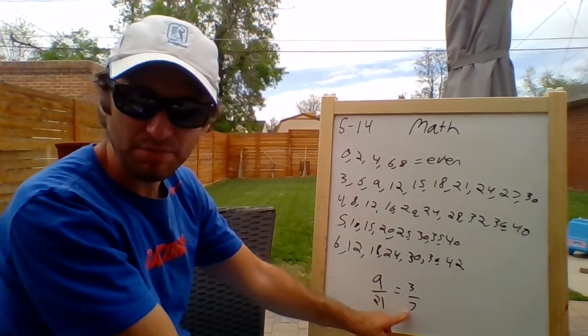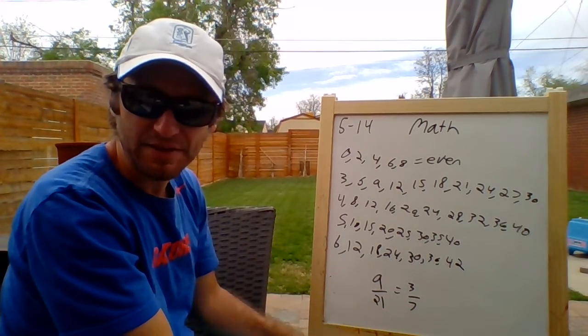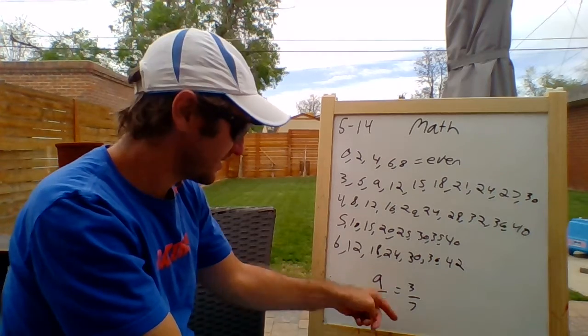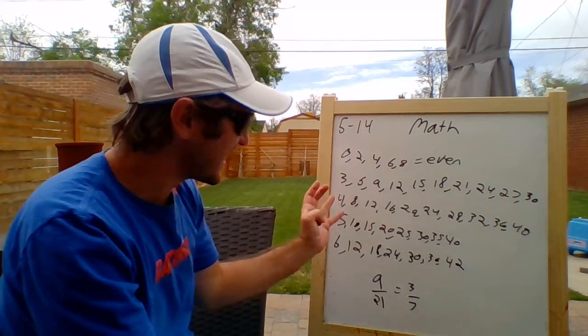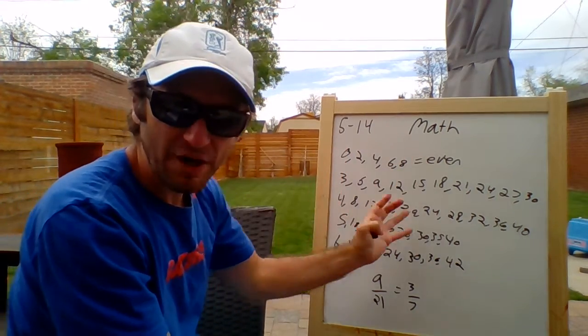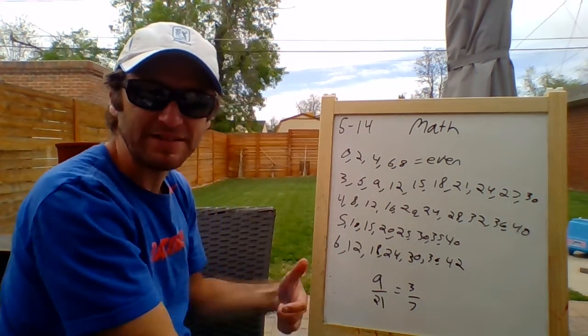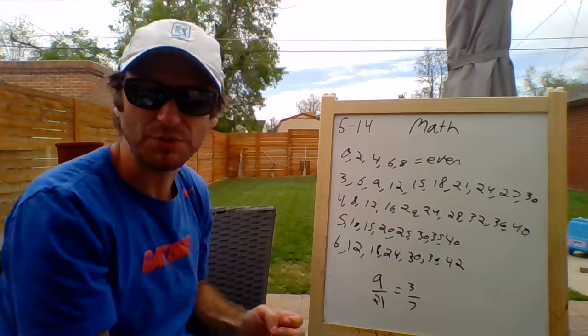I know that 7 is a prime number. I can't do anything else with that. 3 is a prime number in this case. We're done, right? So the more we can get our multiplication chart really down in our head, this is something that's going to help you so much with your fractions.